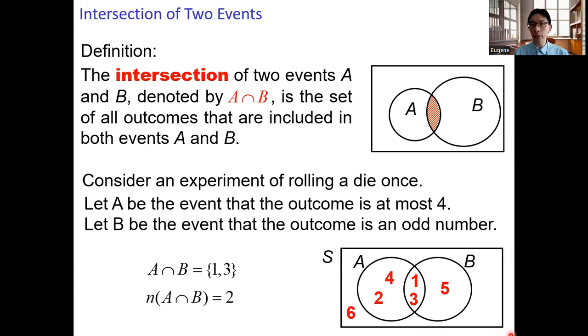Only the numbers 1 and 3 are included in both circle A and circle B. So the numbers 1 and 3 are the only elements in the intersection of A and B.